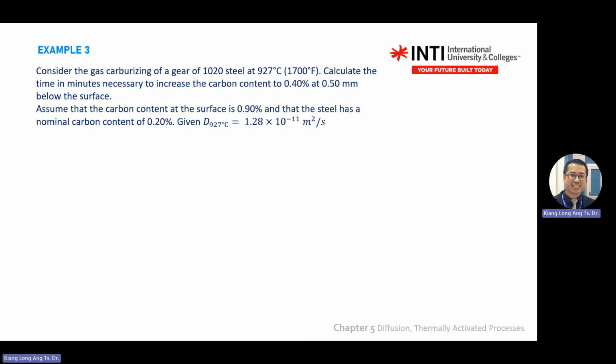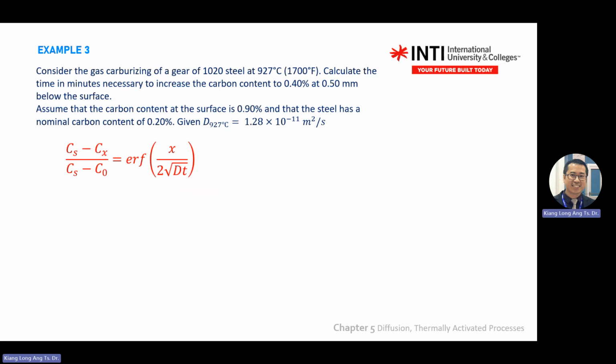Or if the question wants to give you a hard time, it will ask you to make a comparison between the assumption that this is a steady state and a non-steady state. What is the error between the two? Just additional calculation, maybe another 5 or 6 points. Now you write this equation: Cs minus Cx over Cs minus Co equals ERF Z. Or you can write the full one, x over 2 square root Dt. Just remind yourself this one is Z.